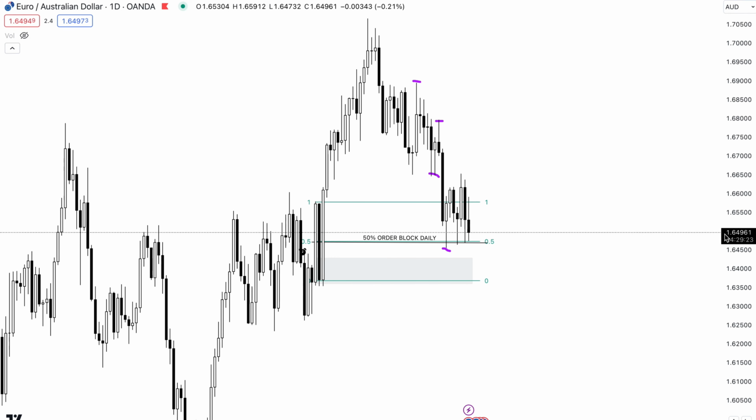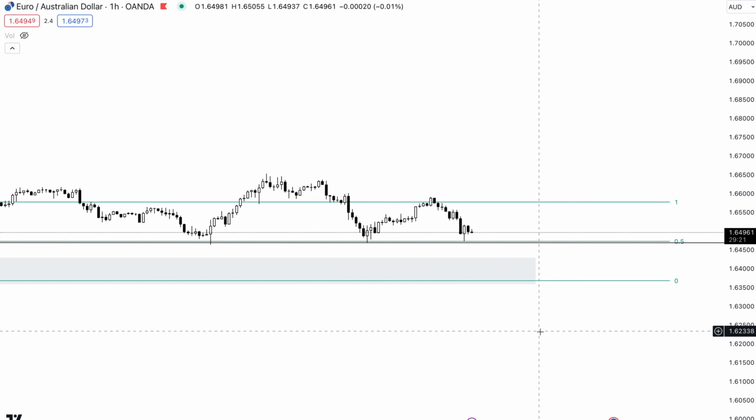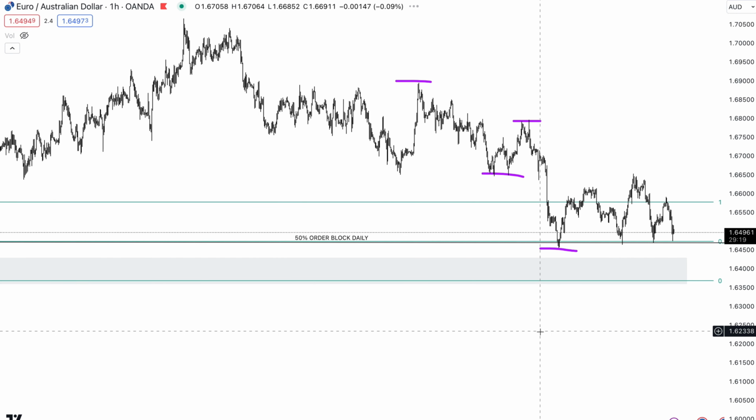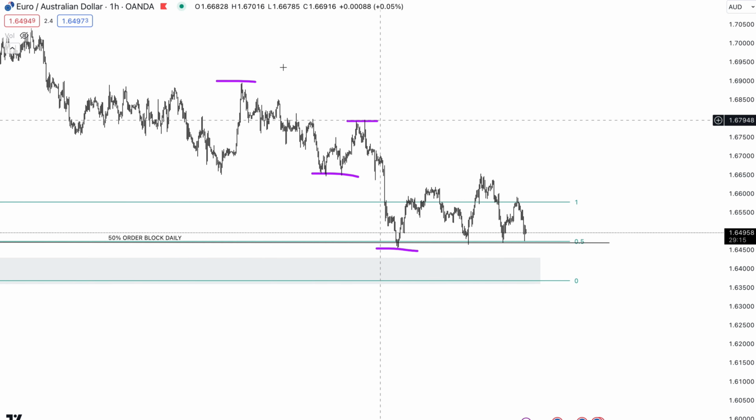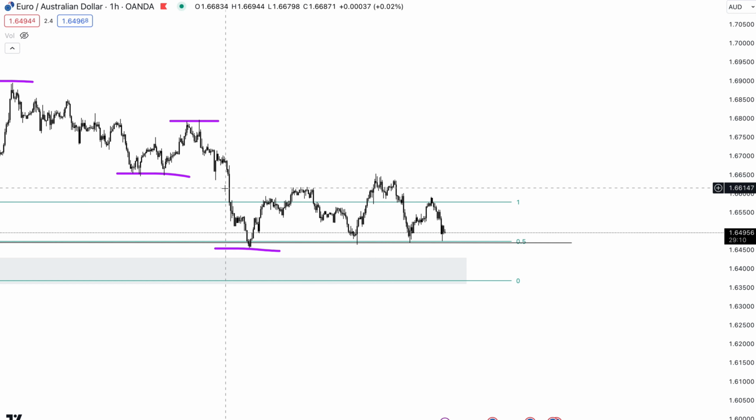On a lower time frame, we can see that market structure, if you're familiar with smart money, is currently on the bearish side, going downwards. We have a high, low, with supply in large candles representing that aggressive movement.